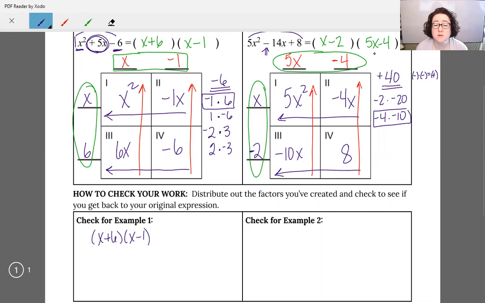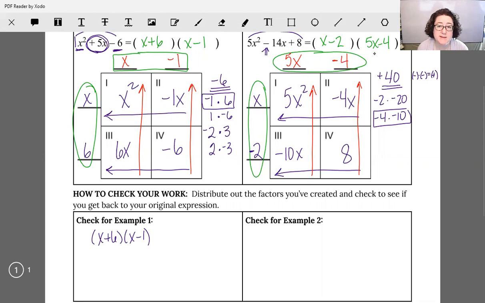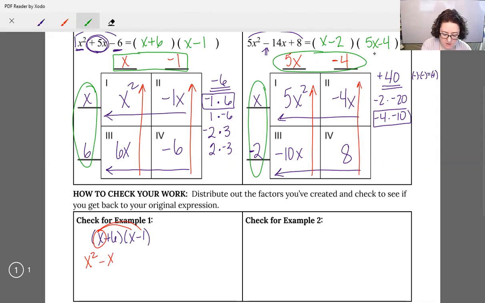Some of you might have heard this called foiling by older siblings, but we're really just distributing out each expression to the other expression. And we want to make sure that we multiply each piece times every other piece. So we're going to start with our x from the first expression, and distribute it over both of the terms in the second set of parentheses. So that's going to give us x times x, or x squared, and x times -1, or -1x, or just negative x. So then the next thing that we're going to do is distribute out that +6.